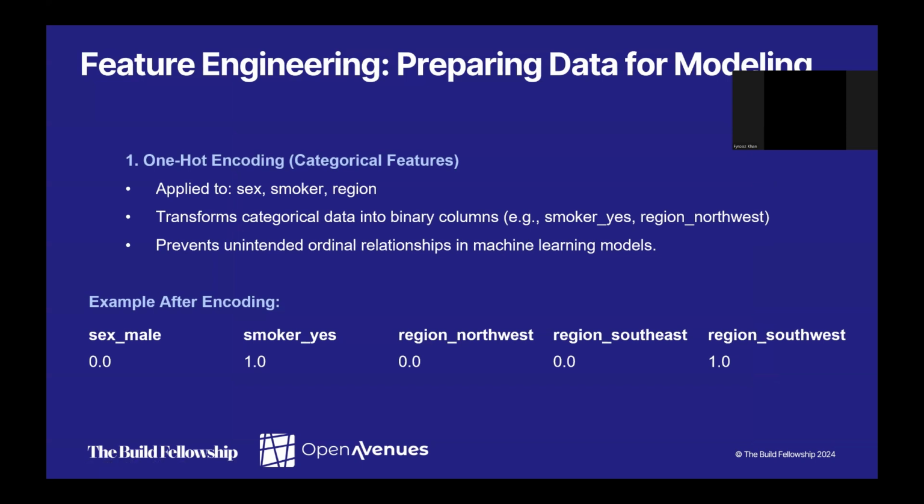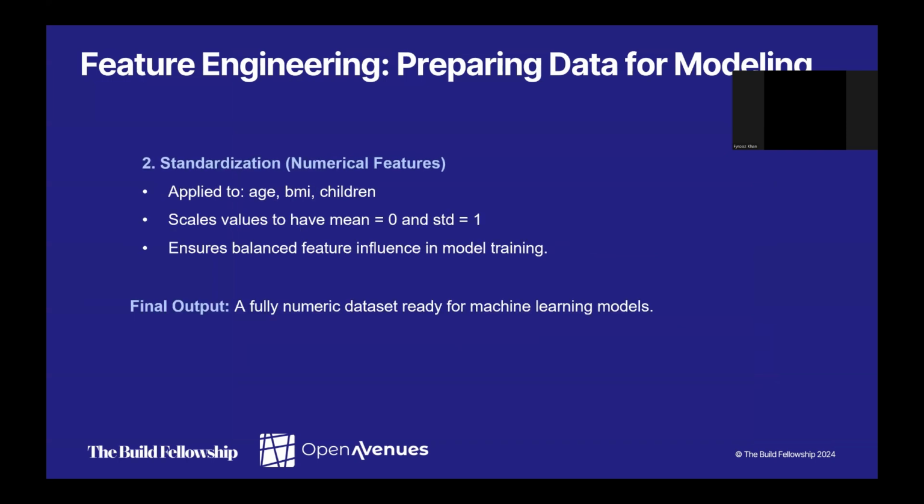So now to prepare for modeling, I used one-hot encoding for categorical features like gender, smoker, and region. This converts them into binary columns, removing any unintended rank or order, while preserving their meaning for machine learning. For numerical features like age and BMI, I apply standardization, scaling them to a mean of 0 and standard deviation of 1. This ensures each feature contributes equally, preventing models from being biased toward higher magnitude variables.